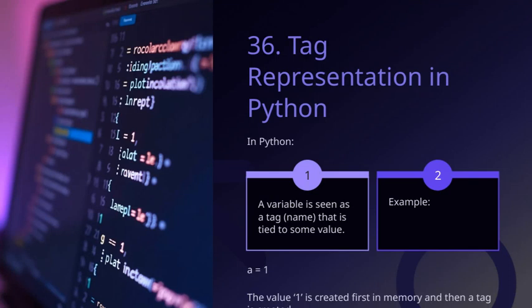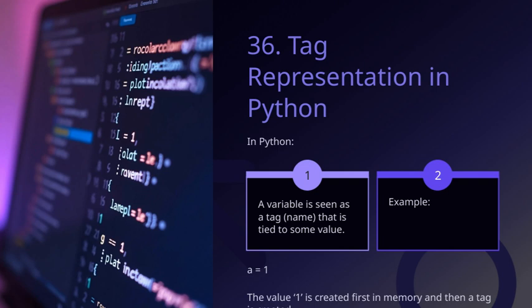The value 1 is created first in memory, and then a tag is created. So when I write a equals 1, I'm assigning the value 1 to the variable a. Remember, a variable isn't just a container. It's actually a tag or a name that's tied to a specific value.